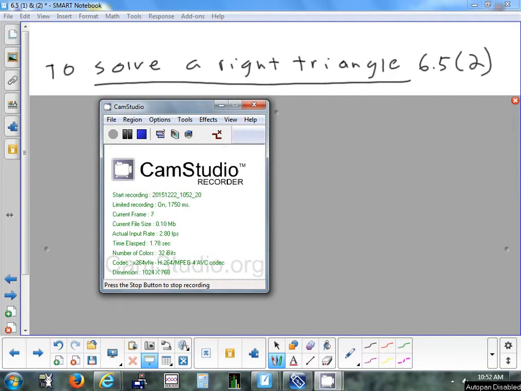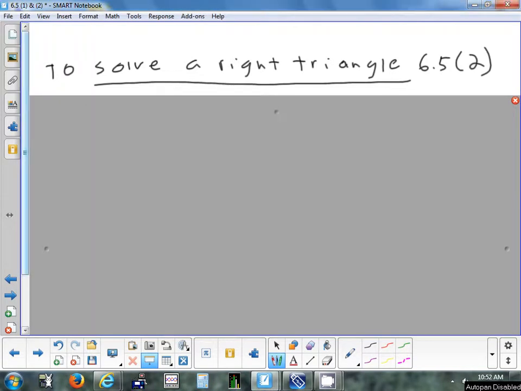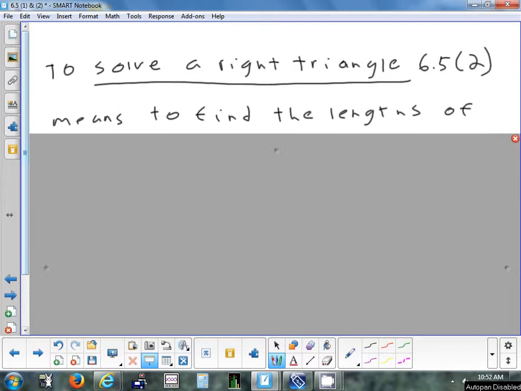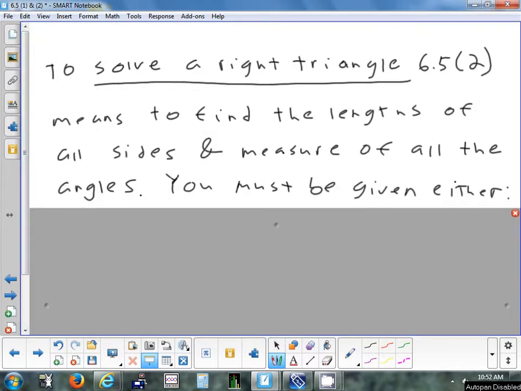All right, so we're going to finish up section 6.5, which is on solving right triangles. Yesterday we learned all the trig functions in terms of the words opposite, adjacent, and hypotenuse. Today we'll use those to find how long sides are and how big angles are. When they ask you to solve a triangle, that's exactly what I just said. They're asking you to find out how long each side is and how big each angle is.